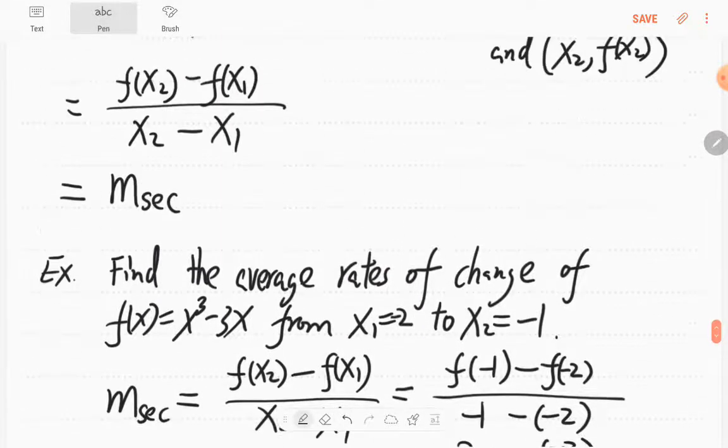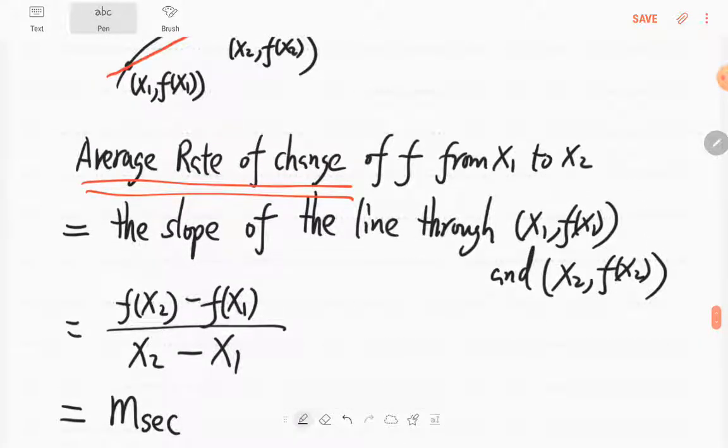But in calculus, if the velocity is different at different positions, then from this average rate of change we can do something fancier, which is called the instantaneous rate of change. For the application of velocity, that is called the instantaneous velocity.